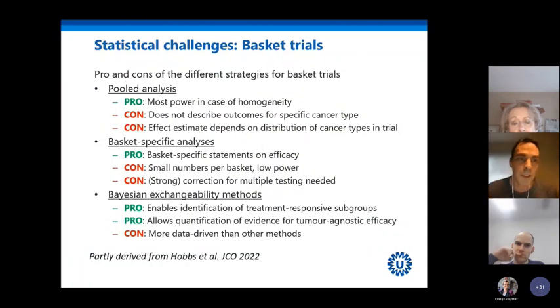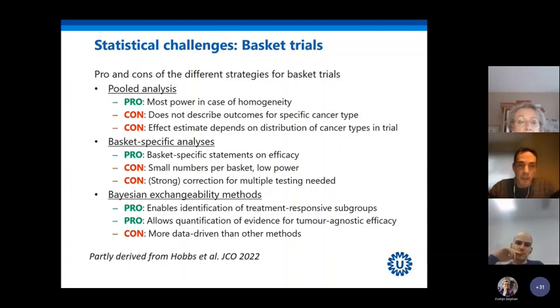So, as I said, with a single pooled analysis in a frequentist setting, typically the power is high, but you do not have specific statements regarding each of the cancer types, so you only have one statement, and you do not take into account the heterogeneity that there might be. With the basket-specific analysis, typically you have low power, so it might be difficult to show efficacy.